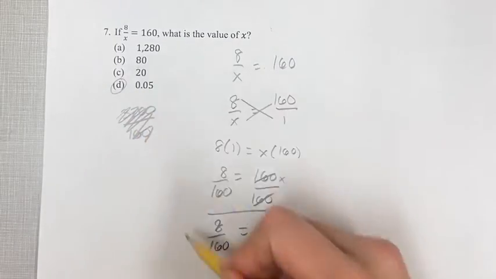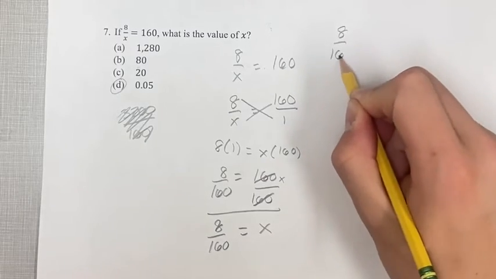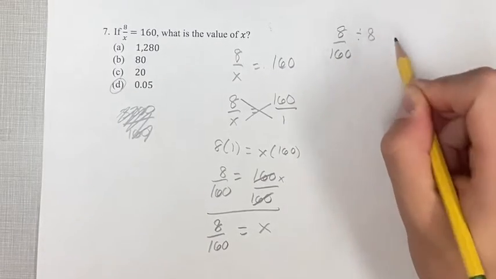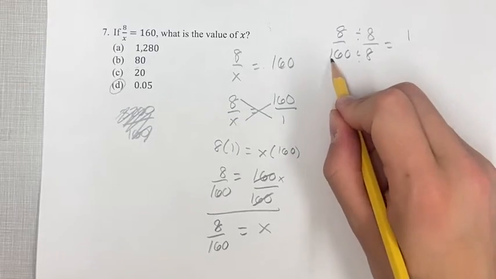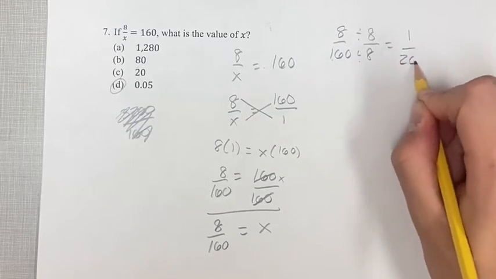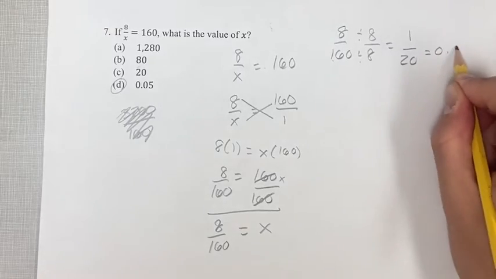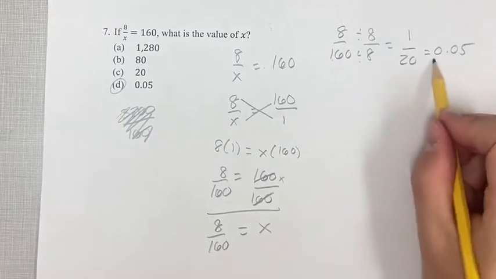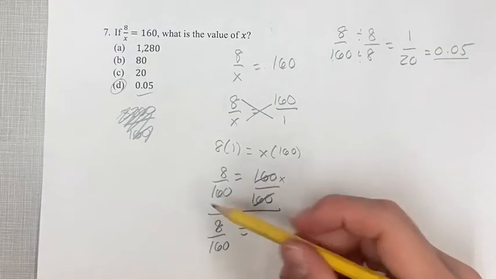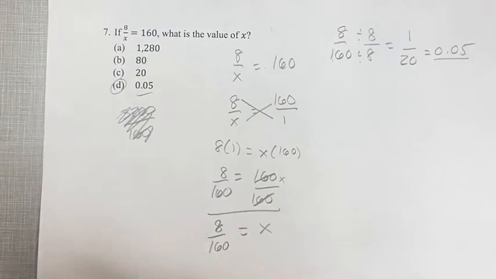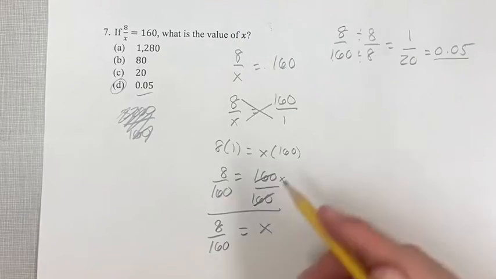If you actually want to calculate what this is, you just take 8 divided by 160. If you divide the numerator and the denominator by 8, 8 divided by 8 is 1, 160 divided by 8 is 20, and then 1/20th is 0.05 in decimal form, which gives you the same answer, D. You just might notice this is less than 1, so it has to be D, and that might save you a little bit of time in your test, but either way, you get the same answer.